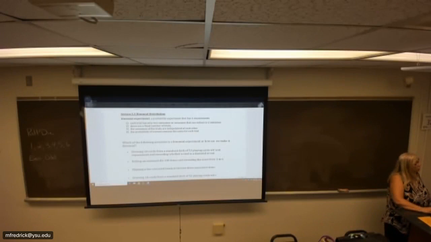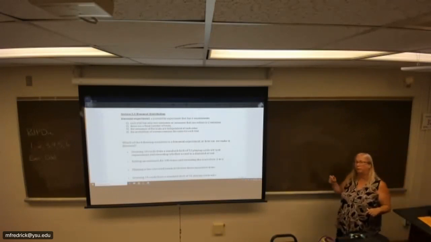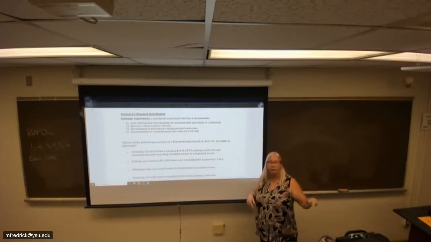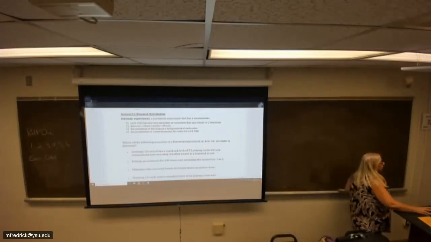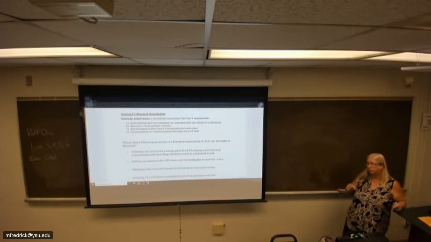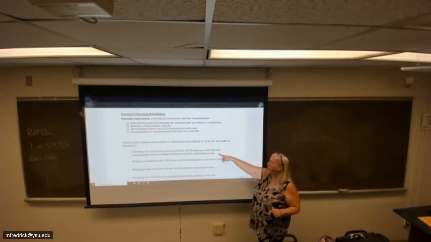The outcome of the trials are independent of each other. So if we pull a card and don't replace it and then pull another card, are they independent? No, because the one depends on what the other one is, which means the probability of success is also changing each time. So it would not be.